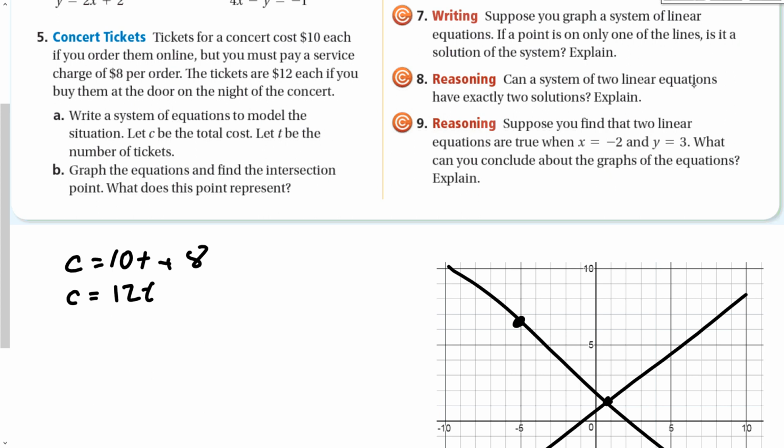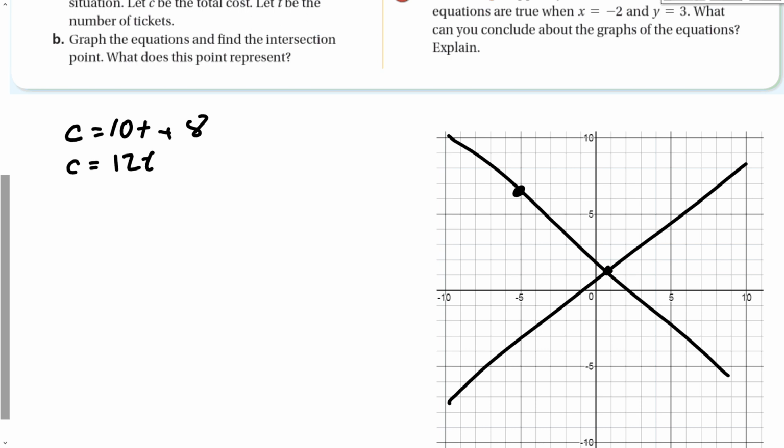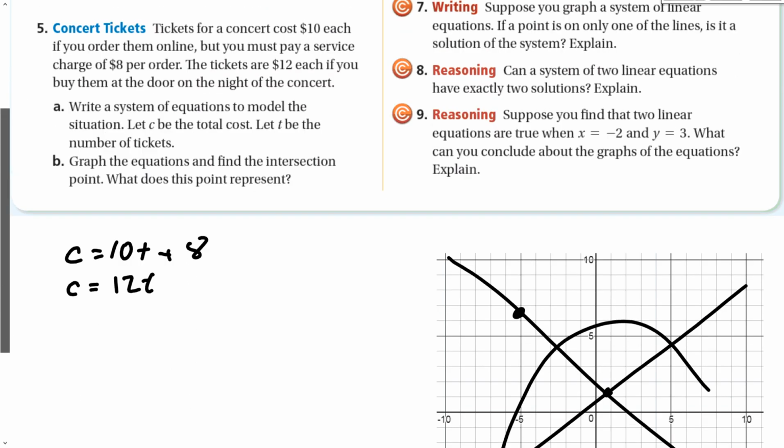Can a system of two linear equations have exactly two solutions? Well, if you can think of a way to make two straight lines cross each other more than once, then you'd be smarter than all of us. In order to make two things cross more than once, it's got to curve. It's not a line anymore. There's no way to make two lines cross more than once.